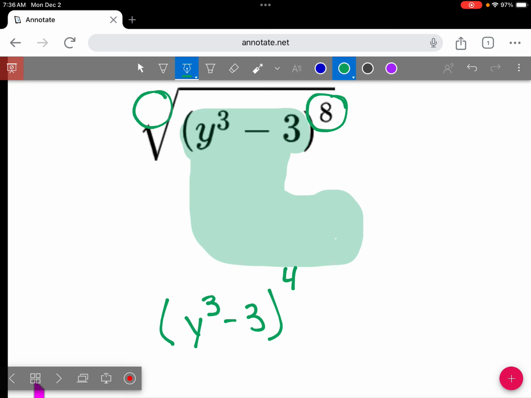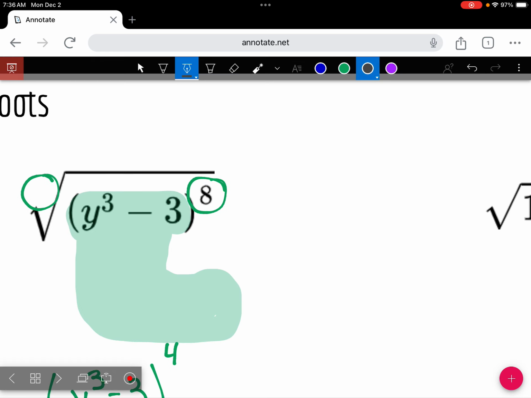What if it had been a 9? What if I asked you for the square root, I'm going to have the exact same piece, our y cubed minus 3 to the 9th? I was going to say, how many pairs can we make if I have 9 socks? 4. I can still make 4 pairs, but I have 1 left over. 1 lost, lonely, friendless sock. He stays in the house.